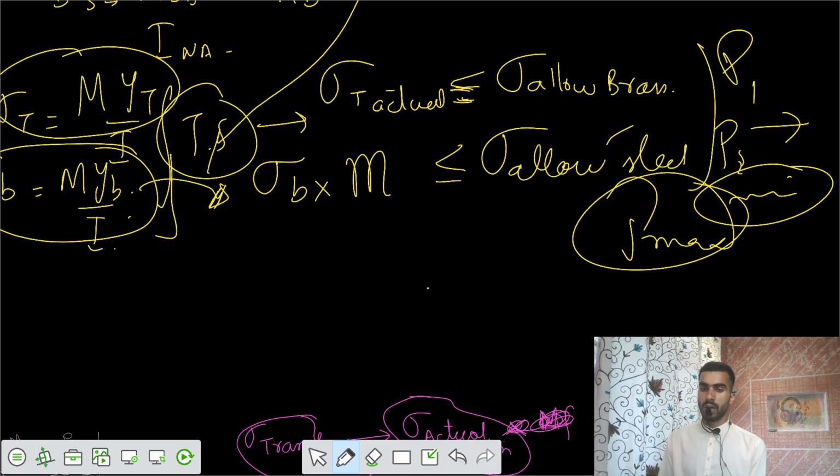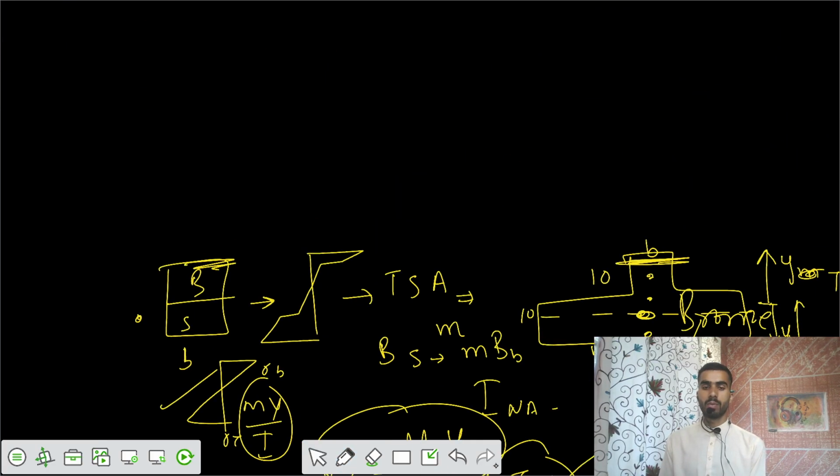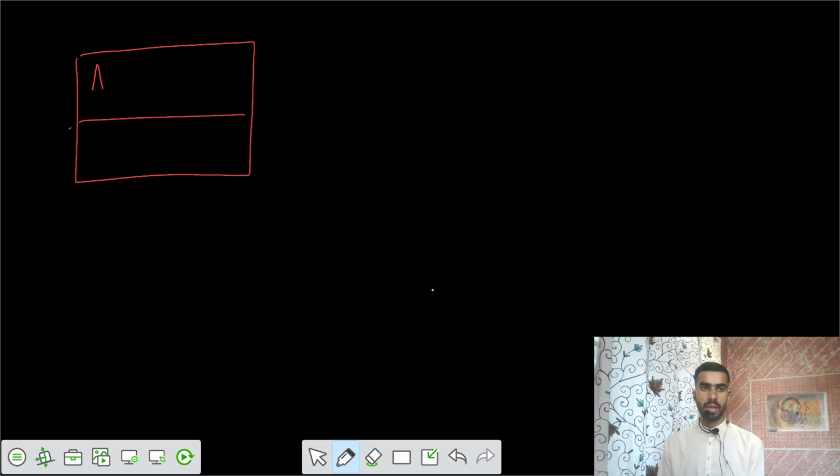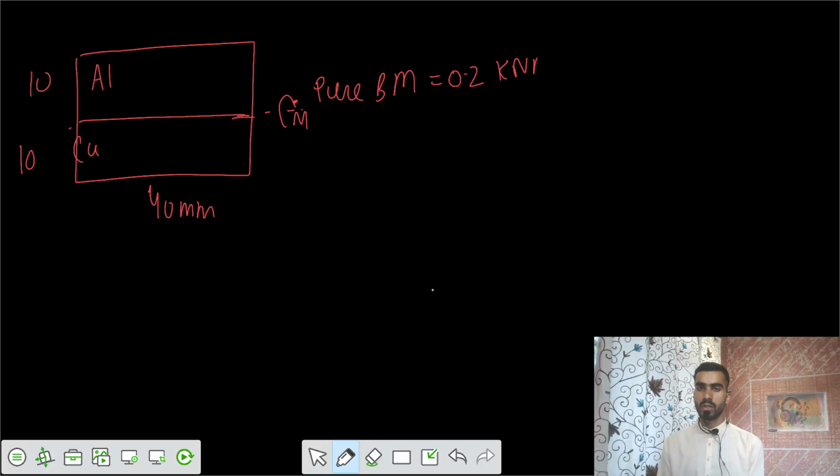So we take one more problem on this concept. You had the section: one is your aluminum, and next one is your copper. Then you have 10 mm, this is also 10 mm, then the width is 40 mm. So this is the cross section, and you have applied a sagging bending moment, or we can say a pure bending moment, of 0.2 kilonewton meter.